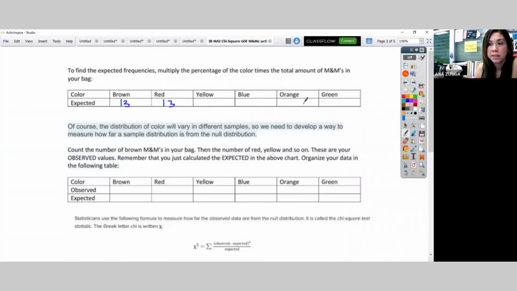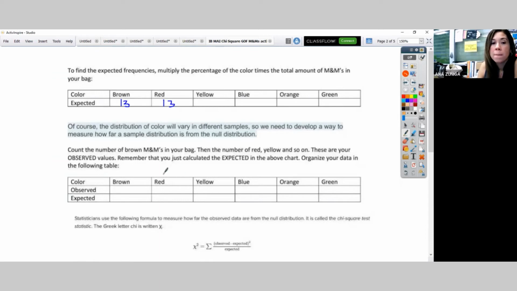Go ahead and pause the video again so that you can do those calculations in the calculator if you need to. All you're doing is taking the total amount of M&Ms you have in the entire bag and multiplying it by the percentages the company has told you are included for each color. Go ahead and pause the video and do that.